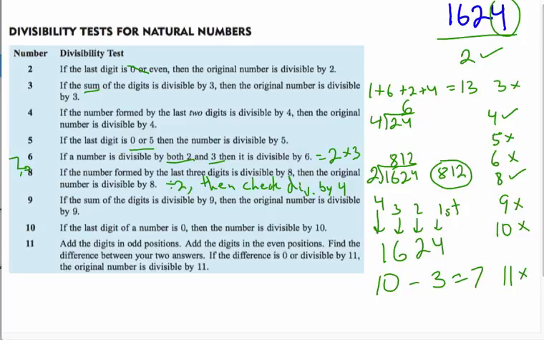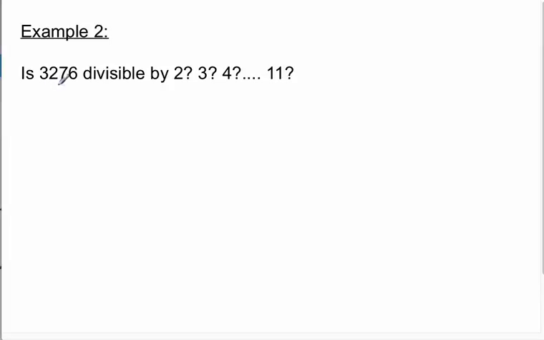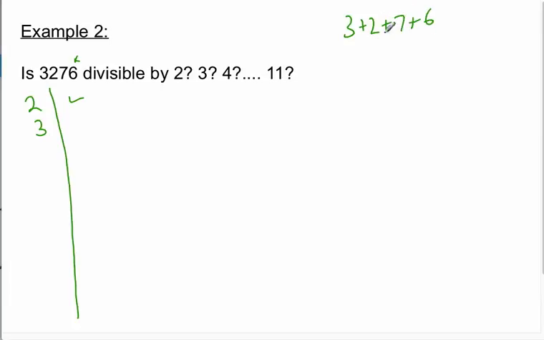So let's try one more example. Let's try this number here. Divisible by 2? Yes, it's an even number, so it's divisible by 2. Divisible by 3? Let's add them together: 3 plus 2 plus 7 plus 6. And that's going to give me 18. Is 18 divisible by 3? Yes, it is. So this number is divisible by 3.